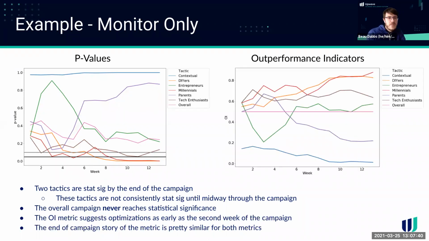Looking at the Outperformance Indicators over the campaign, we see some clear recommendations as early as the first couple weeks of the campaign. The contextual tactic seems to be performing really poorly. It's very likely to be pulling the campaign average down. The millennials and tech enthusiast tactics are both overperforming slightly early in the campaign, and the DIYer segment steadily increases in performance throughout the campaign. However, the end of campaign story is pretty similar for both metrics in terms of which tactics were best and which were worst.